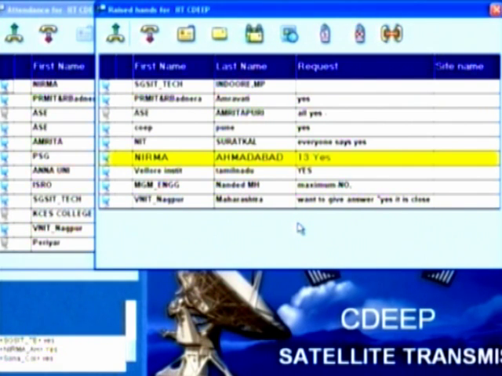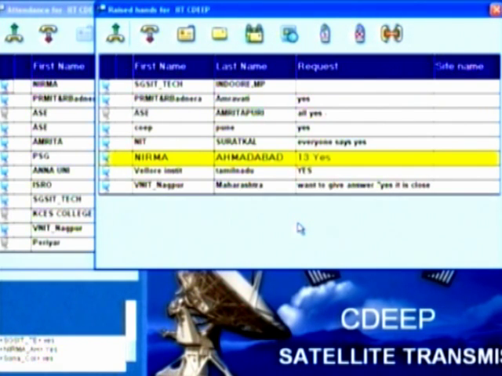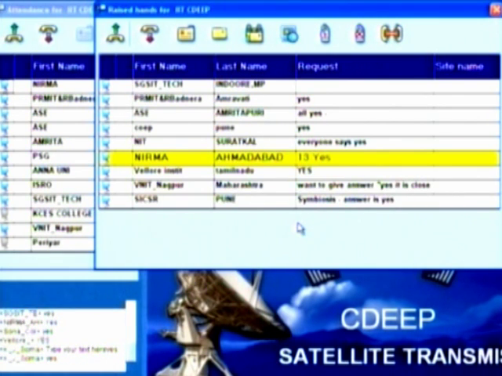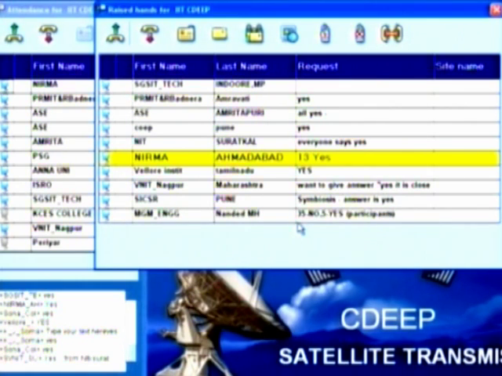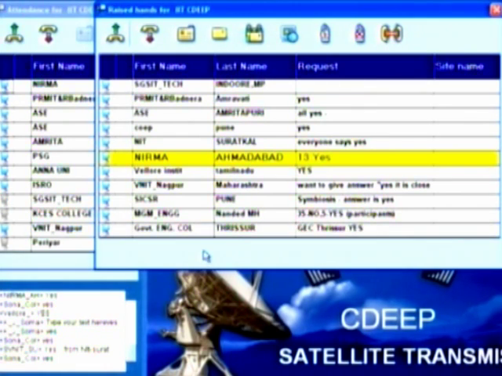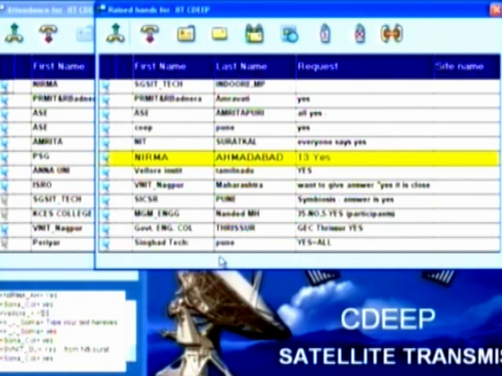Yes, a few more centers. Currently, I have SGSIT Indore. I have Bandera, ASC Amritapuri, COEP, NIT Suratkal, Nirma, Vellore Institute, VNIT. What about the other centers? Okay, SICSR, Pune, Symbiosis, answer is yes, okay. Fantastic, MGM, very precise answers. 35 no, 5 yes, very good. Okay, so Government Engineering College, Thrissur also has their answer with us. Sihagad, yes.